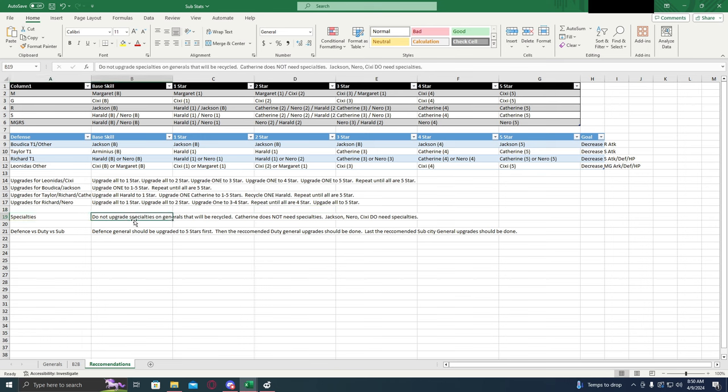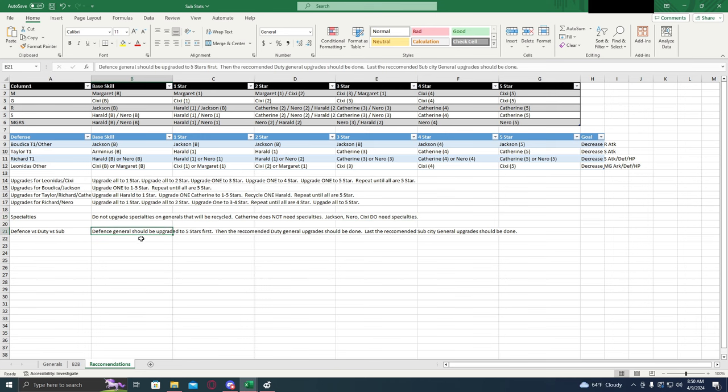For the specialties, don't upgrade the specialties on the generals that are going to be recycled because you're not going to use that. So in the case of Herald 1 stars where you're going to recover your Blood of Ares, don't put any specialties into them, because you're going to lose them. Catherine doesn't get any extra debuffs from specialties, so that's a good thing with her. You don't need to worry about that. Jax and Nero and Sixie, they definitely do need their specialties. Those are pretty important for them.